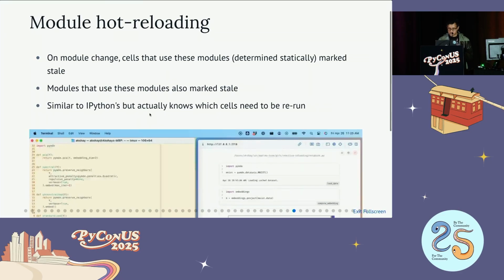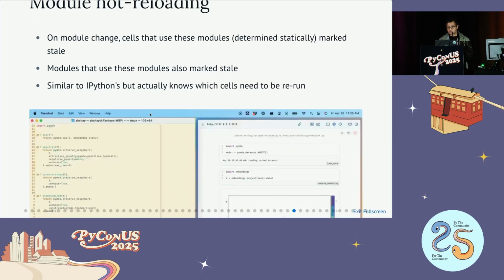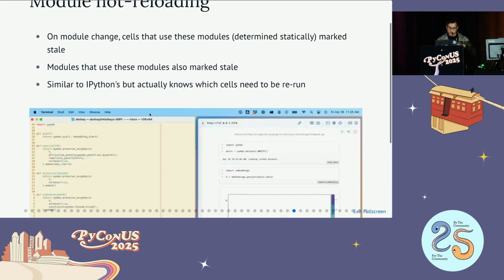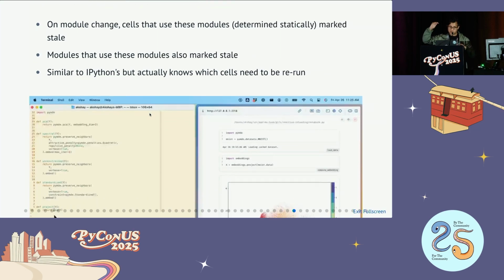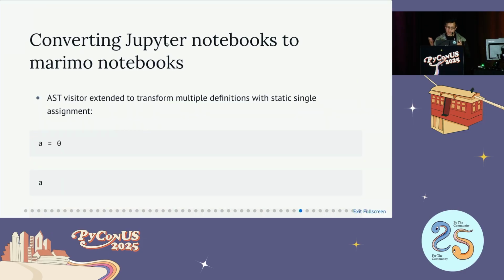Okay, I'm going to speed this up a little bit. We have module hot reloading. This also heavily makes use of the graph, because when you change a module that your notebook depends upon, we can know exactly which of your cells were using that module, and then we can mark those as stale or rerun them. We can automatically convert your Jupyter notebooks to Marimo notebooks. We specialize our AST visitor to fix up some of the multiple definition errors and other errors that you would see.